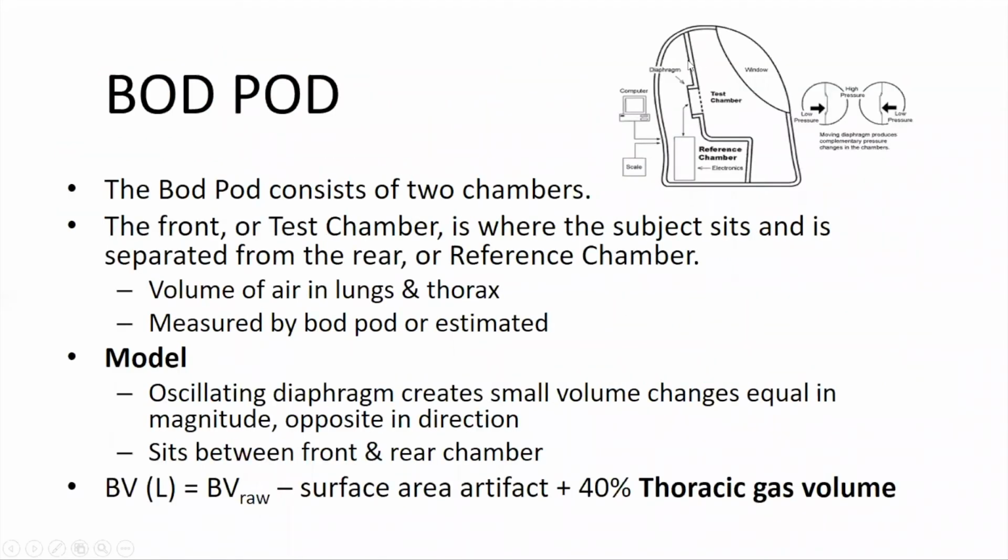So the BODPOD works when the person sits in the front chamber, and there is a diaphragm which oscillates that creates small volume changes opposite in direction. And using the BODPOD, we're able to determine the person's body volume. So unlike the underwater weighing, where we ask the subject to completely submerge themselves and exhale all of their air, the person in the BODPOD just sits, and we need to estimate their thoracic gas volume. So the thoracic gas volume is similar to underwater weighing's residual volume, and GI tract volume.